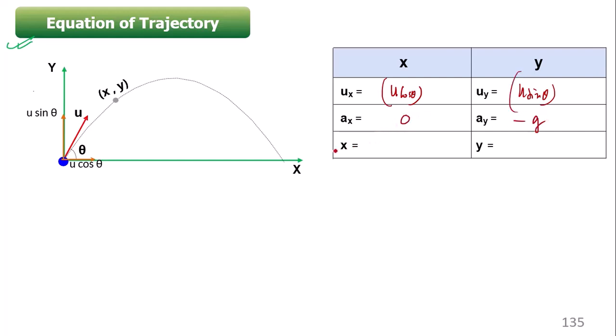X is the displacement of the particle along the x direction, so that should be simply u cos theta into t. Similarly, y is the displacement of the particle along the y direction, that is u sin theta into t minus half g t square. So separately I get the values of x and y.